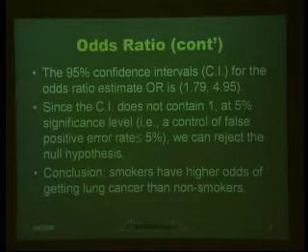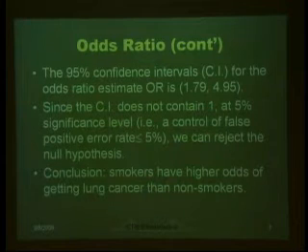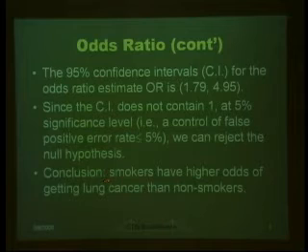For 95%, which is usually the level we use, we get the confidence interval for the previous odds ratio estimate. We get 1.79 to 4.95. And since this confidence interval doesn't contain 1, at the 5% significance level we can reject the null hypothesis. Our conclusion is smokers have higher odds of getting lung cancer than non-smokers.